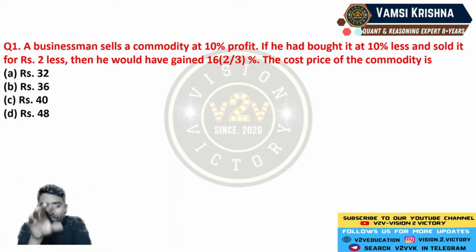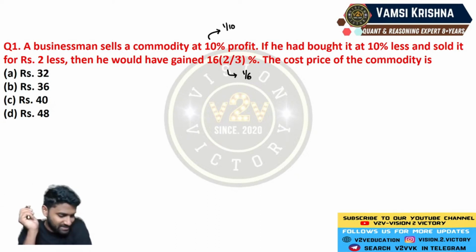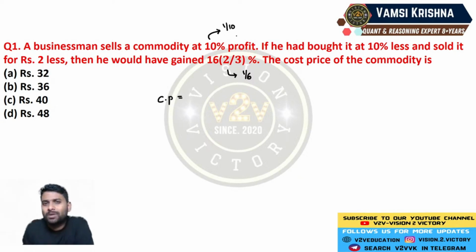You just assume one value. It must cancel with our fractions. Let me take C. 10% means the value is equal to 1 by 10. 16 2/3% means the fraction value is equal to 1 by 6. My suggestion is to assume the cost price of the article is a common multiple of 10 and 6. I just assume 120x.